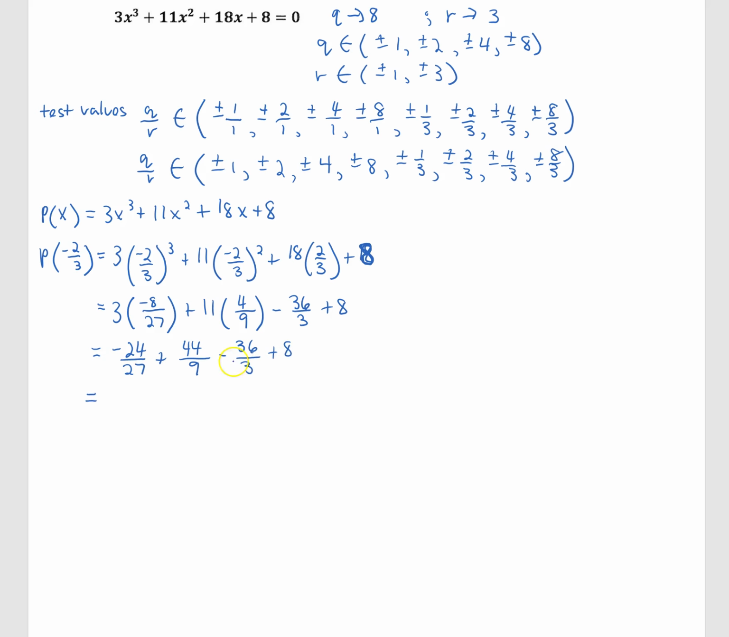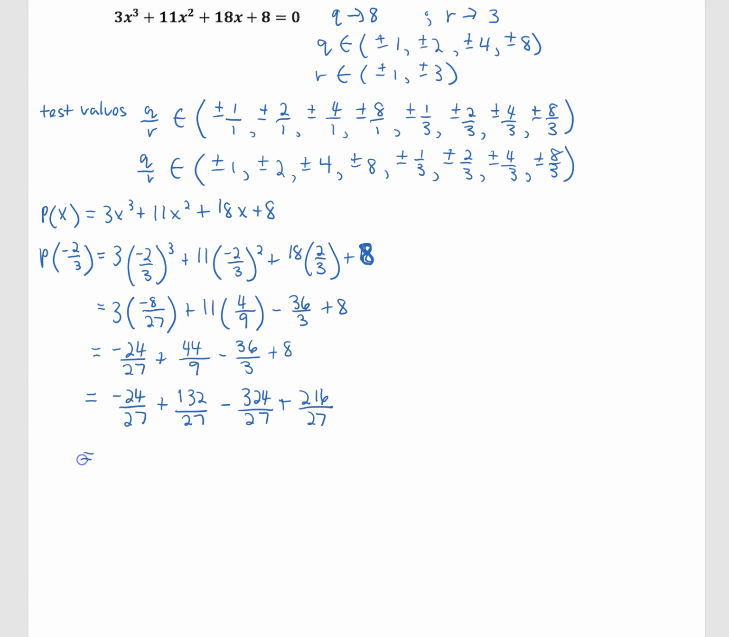So to add all these up, we want to have a common denominator. So I'm going to make it all 27. So I'm going to leave this first one as -24/27. To make the bottom 27, we multiply it by 3. So multiplying 44 by 3 is 132/27. Multiply top and bottom by 9 in this case, so 36 times 9 is 324/27, and 8 times 27 is 216.